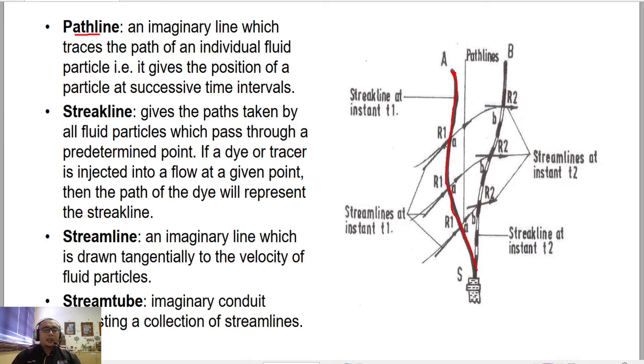And then kita ada streamline. Streamline is an imaginary line which is drawn tangentially to the velocity of the fluid particles. Okay, so for example kita ada fluid flow mengalir. Okay, so fluid flow mengalir dan kita lukis dia adalah tangentially to the velocity. Dia adalah imaginary line. And stream tube is imaginary conduit, consists of collection of streamlines. Okay, so gabungan daripada beberapa streamline, we call it stream tube.